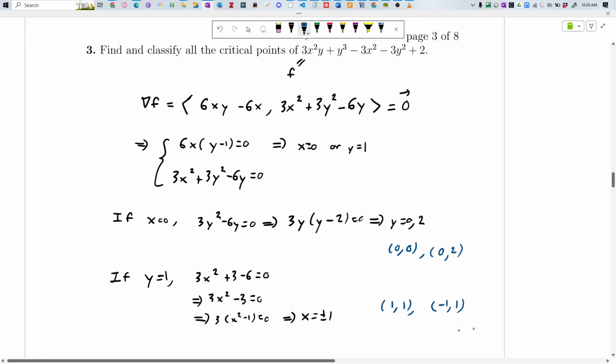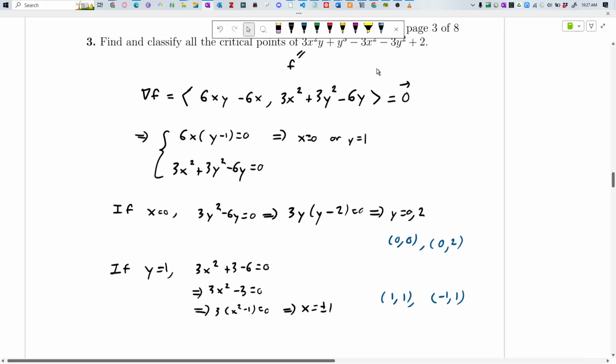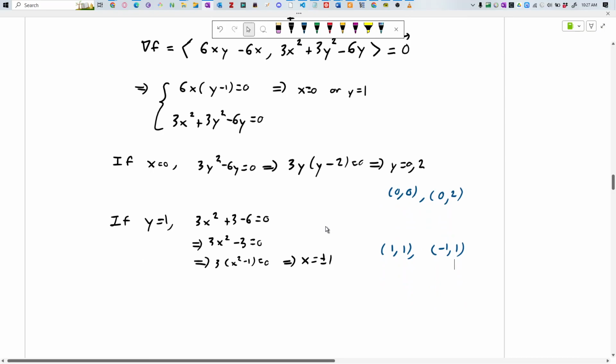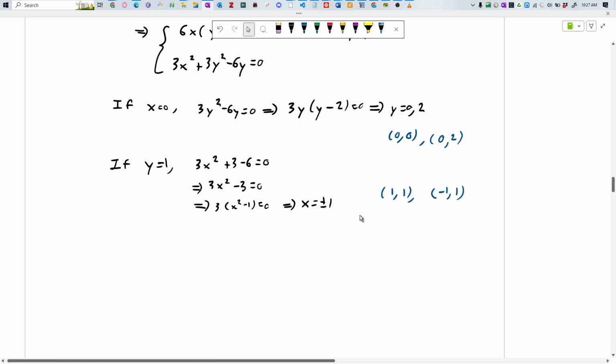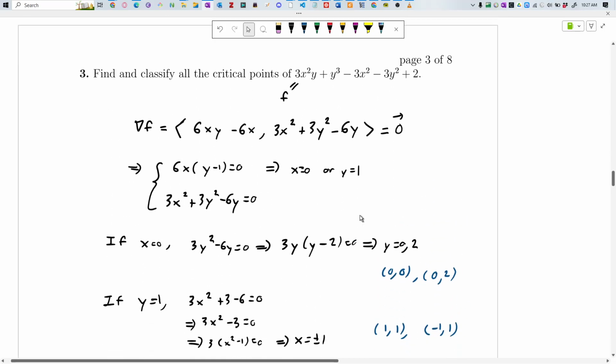Perhaps I should also mention that, technically speaking, there are other critical points that can arise if the gradient is undefined, but this function doesn't have any such points. It's a polynomial. And it would be really weird if you're given a problem that has critical points where the derivatives are undefined. That would be pretty bad, and I wouldn't expect you to have such a problem. Okay, so we have these 4 points. That's finding them. We found them.